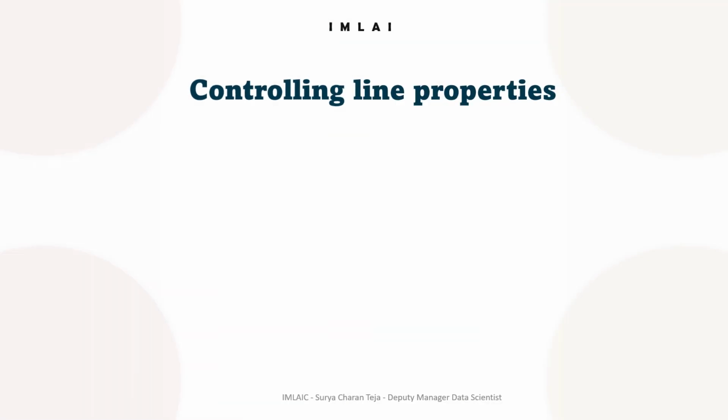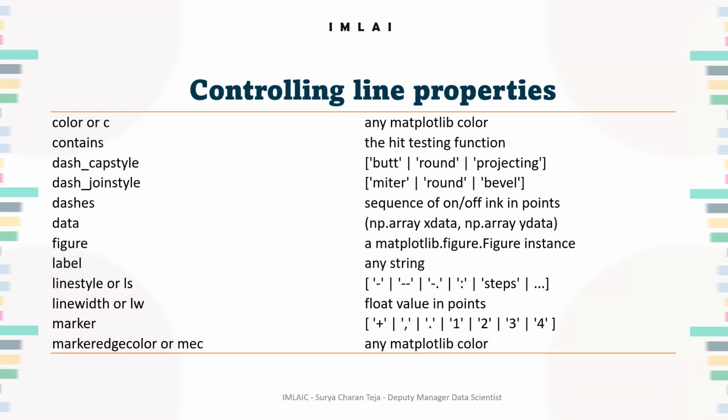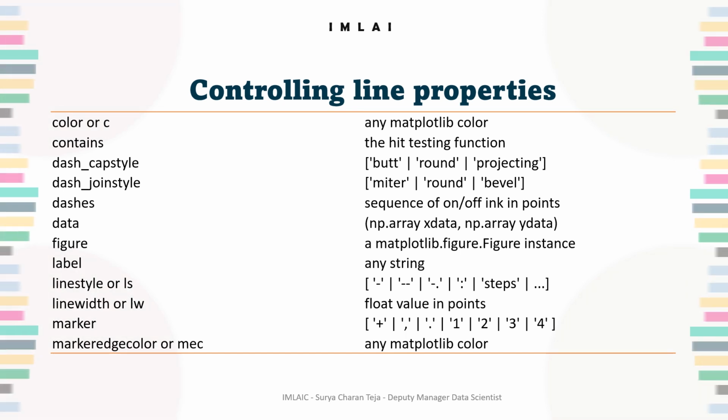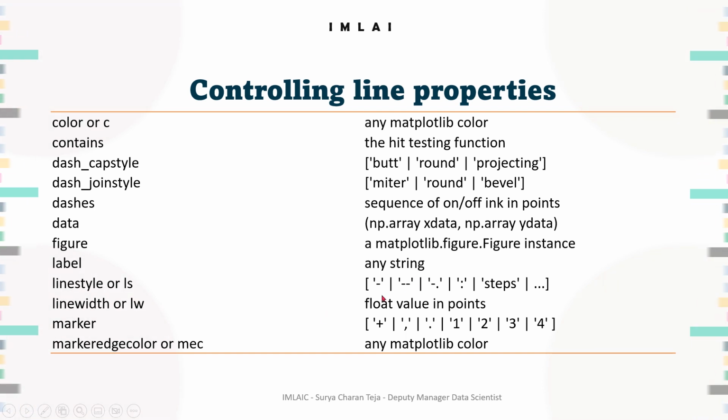And we have more like that, so we can use all of these properties whichever you want. Specifically, we know we have used the color, and contains, dash cap style and dash join styles. Dash join styles are used to join one to the other, so either you go for miter, round, or bevel. And data we have used, data object type we have used, figure instance we know, label we used. Line styles, okay, these are the different line styles, just see.